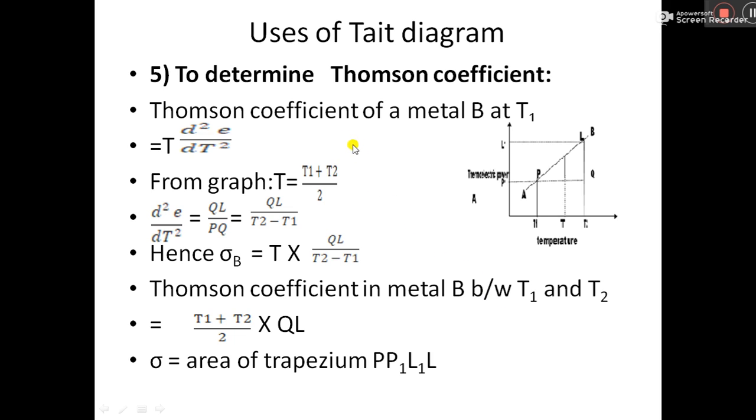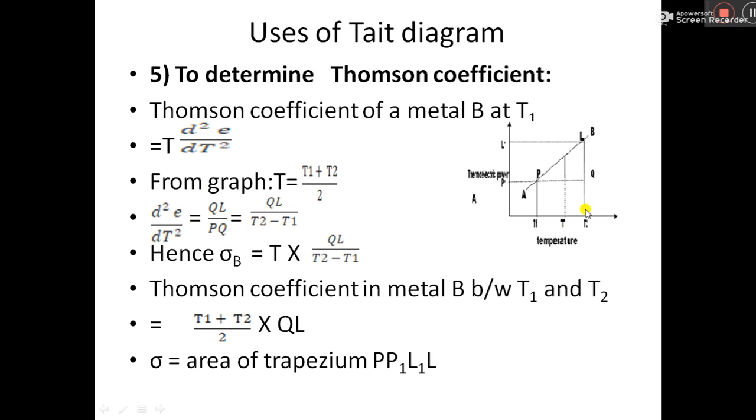And the tide diagram is also used to determine the Thomson coefficient. The Thomson coefficient of a metal B at the temperature T1 is equal to T into d²E by dT². From graph, T equals (T1 plus T2) by 2. This is the average of these two temperatures T1 and T2. Then d²E by dT² is equal to QL by PQ.